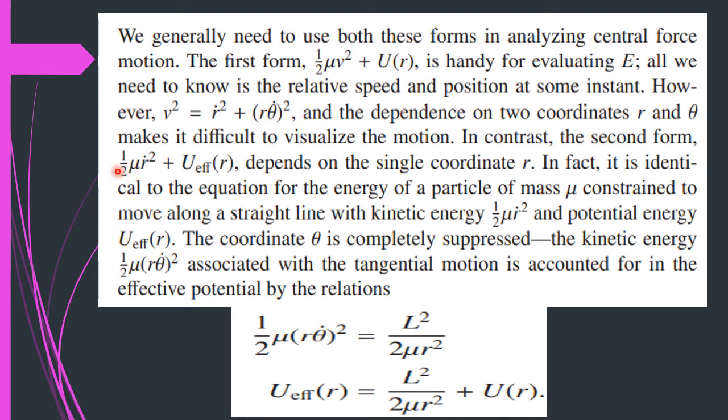So we take up the second equation, half mu r dot square plus U effective of r. This equation contains only a single coordinate r. Here we have the variation of r with time, and here too we have the coordinate r alone. In this equation, U effective, the effective potential term, is equal to half mu r square theta dot square, which is equal to L square by 2 mu r square. The theta dot variation is suppressed inside this. So we have studied these two equations, and we are taking up this equation to draw our energy diagram.